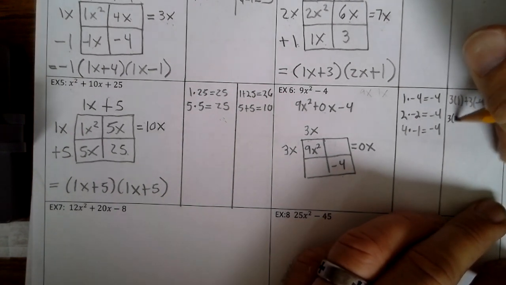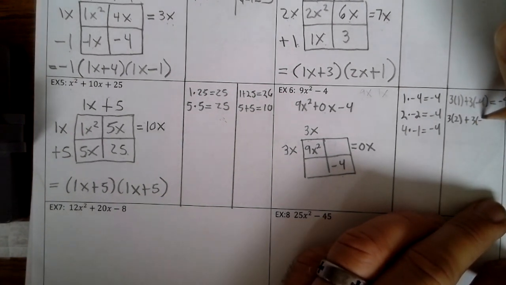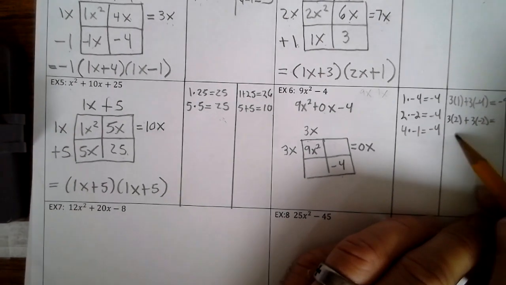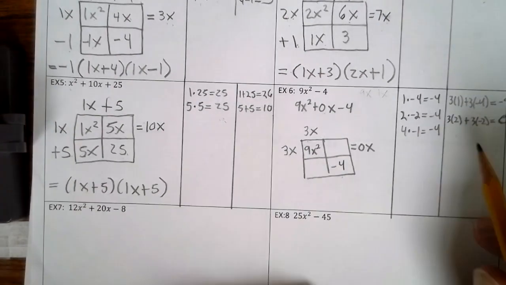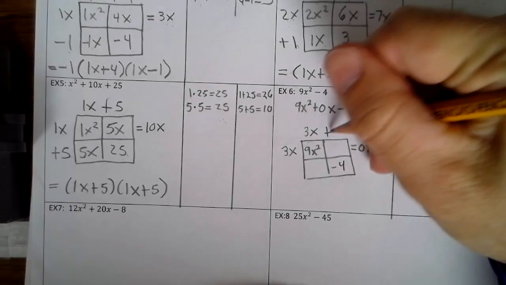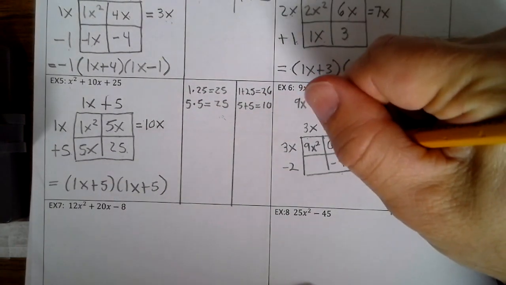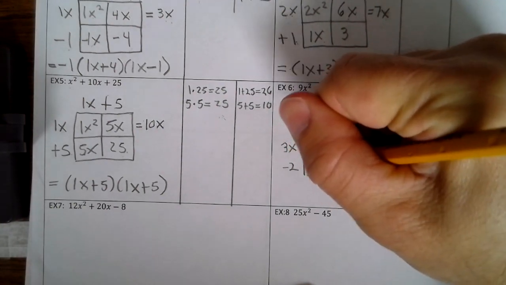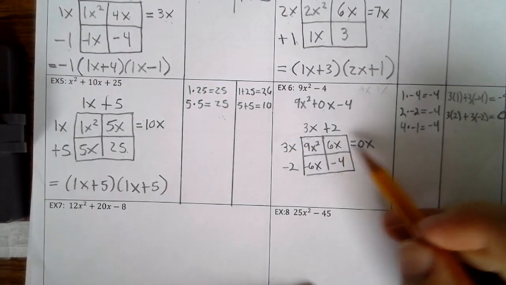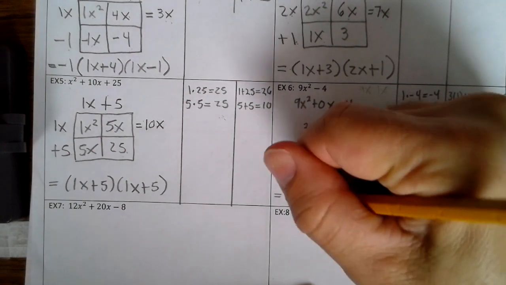So our combination is 2 and 2. So plus 2, minus 2. So then that's 6x, negative 6x. They combine to be 0x. So our factored form is 3x plus 2, 3x minus 2.